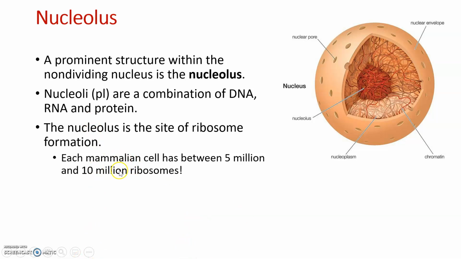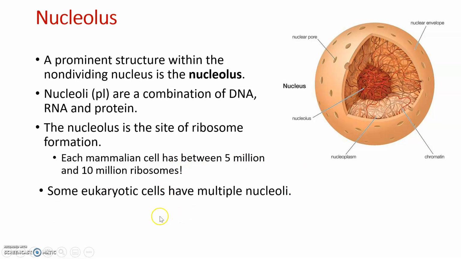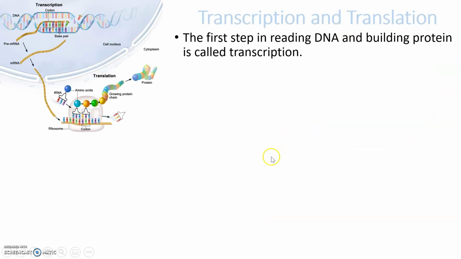Mammalian cells, that's you and I, have 5 to 10 million ribosomes per cell. So it's almost like a whole city of ribosomes, and the nucleolus is what makes ribosomes. Some eukaryotic cells have multiple nucleoli. So it's a very important job in making those ribosomes.